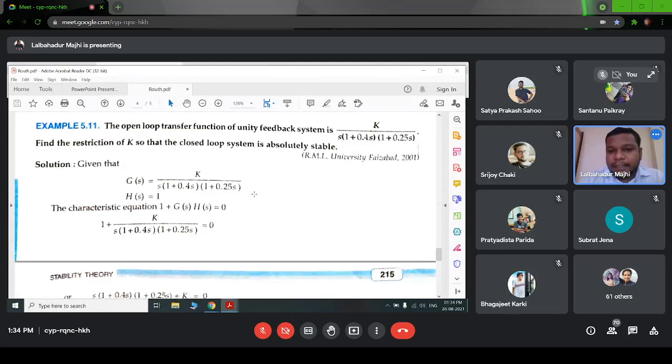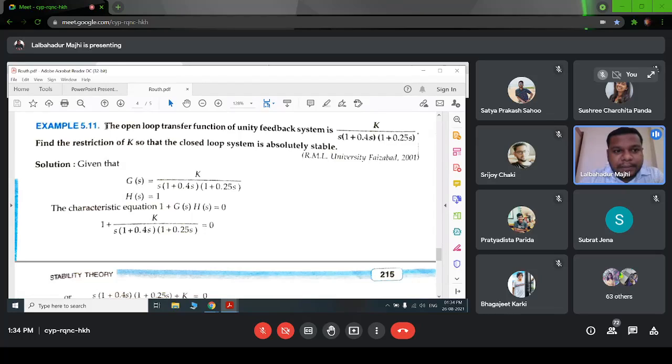Before going to that, the necessary but not sufficient condition for stability is that all the coefficients should have the same sign and there should not be any missing term. Only after that can we check for stability. So if these two conditions are not satisfied, then we can simply say our system is unstable.